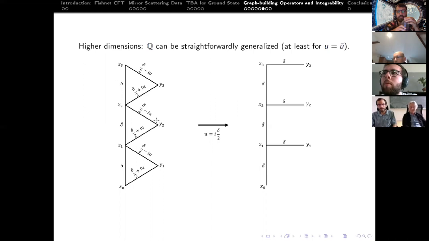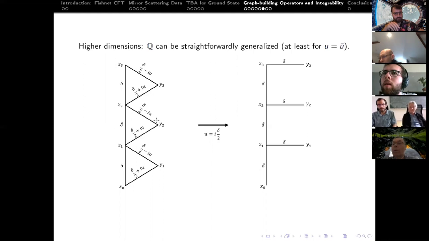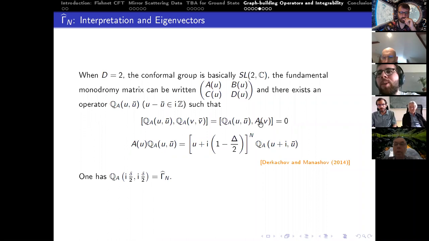Yeah, because I think I have a related question. When you do this high dimension generalization of Q, does it satisfy the same constraints as in the Derkachov paper, or do you have to do something more? So you have this constraint, which commutes with itself, but I have no A, so I don't know. I don't have it.